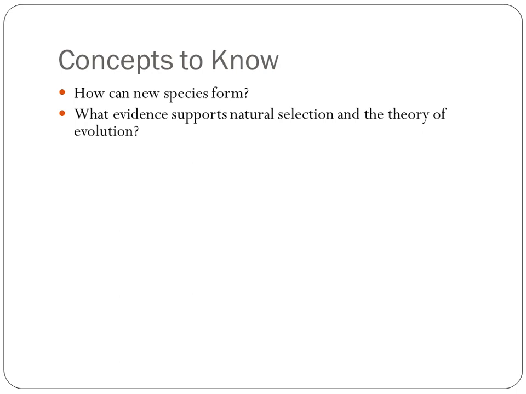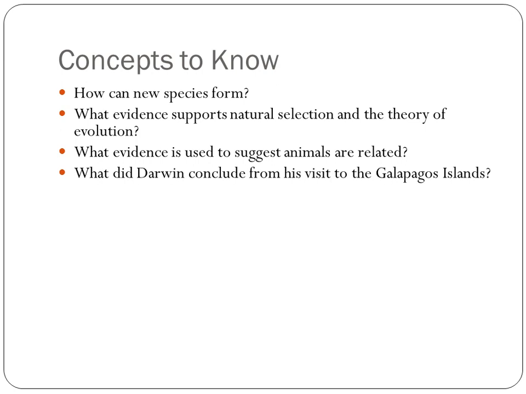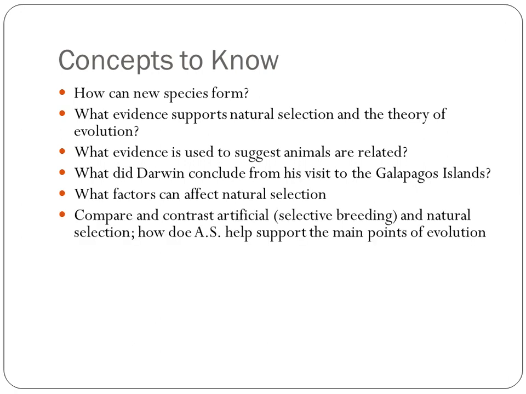Now moving on to the concepts to know. First of all, we'll go through them. The first one is going to be how can new species form? Then we're going to talk about how evidence supports natural selection and the theory of evolution, followed by what evidence is used to suggest animals are related. Then we'll talk about what Darwin concluded from his visit to the Galapagos Islands, and what factors can affect the process of natural selection. We'll then compare and contrast artificial or selective breeding and natural selection, and how does artificial selection help support the main points of the idea of evolution.